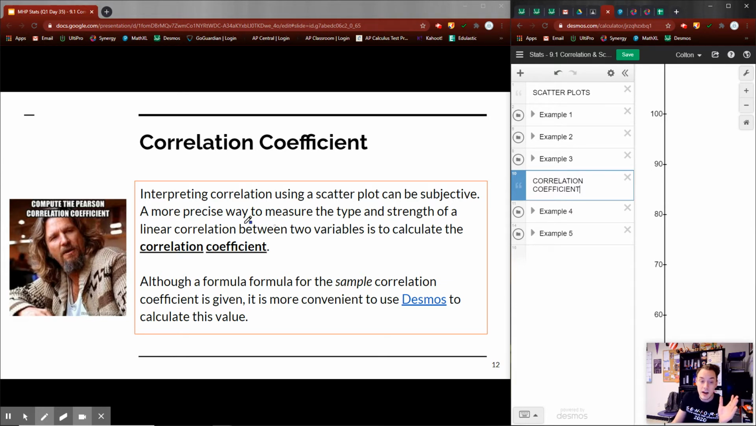All right? Now, interpreting the correlation using the scatter plot can, in fact, be subjective. Because what I can really do, guys, is just interpret the scatter plot. I can just say, hey, that's pretty strong, or that's positive. Now, I can tell whether or not it's positive, but it is still subjective. If I want a more precise and objective way to calculate the correlation, I can use the formula. So let's go there.